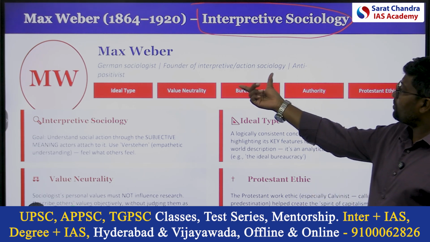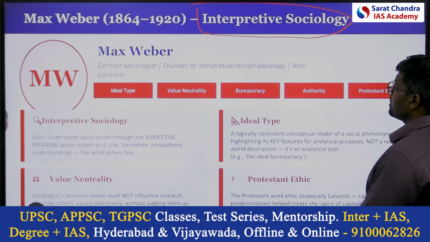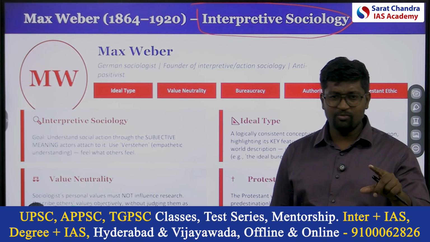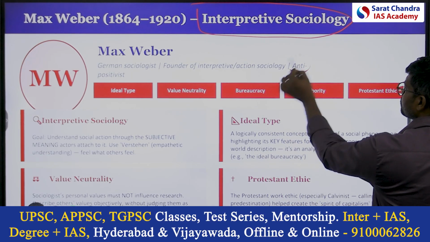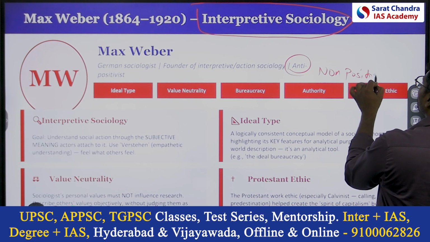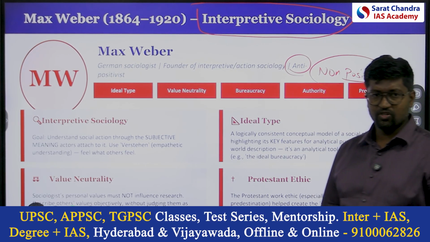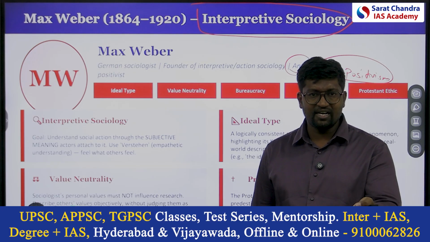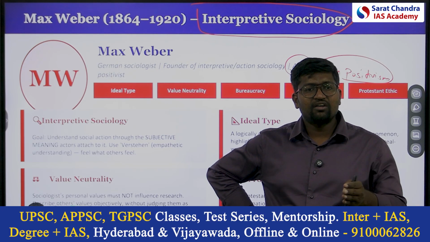He's the founder of interpretative action, and his sociology is anti-positivist. In general standard books, you don't see anti-positivism; you only see non-positivism. No need to worry, non-positivism and anti-positivism are more or less the same. Positivism says that sociology can be studied as a natural science. Non-positivism will say that you cannot.